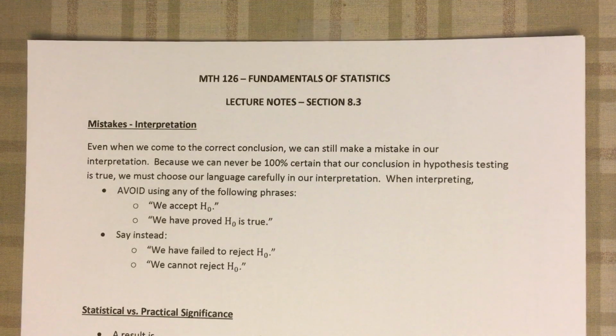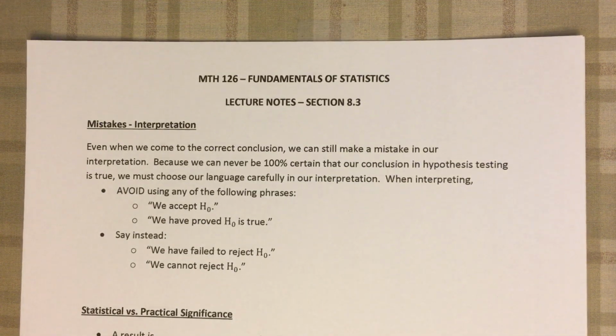Another type of potential mistake can be in our interpretation. Even when we come to the correct conclusion, we can still make a mistake in our interpretation. Because we can never be 100% certain that our conclusion is true, we must choose our language carefully. When we are interpreting our final answer, we want to avoid saying we have accepted or we have proved that something is true. We're going to say instead, we have failed to reject, we cannot reject, we cannot conclude, something along those lines.